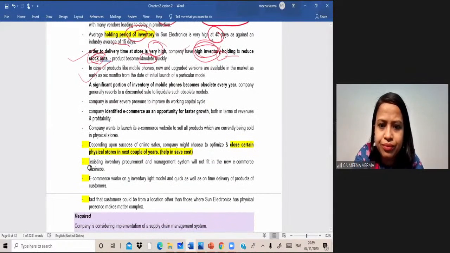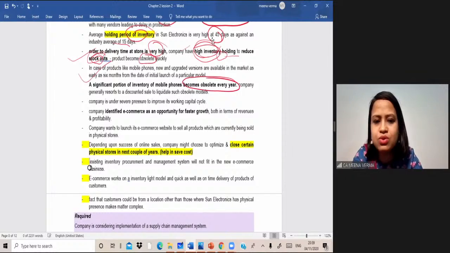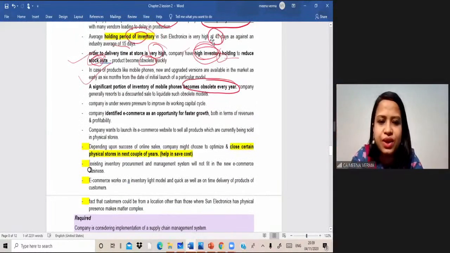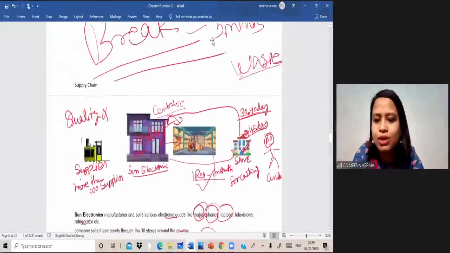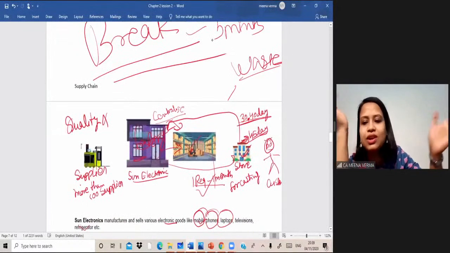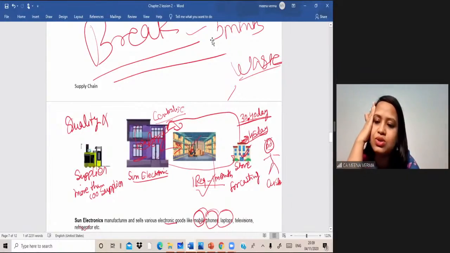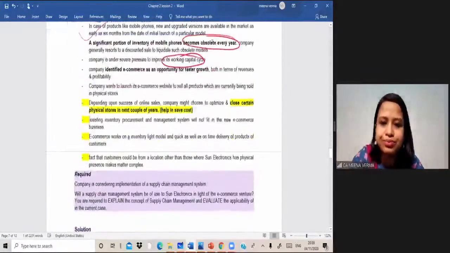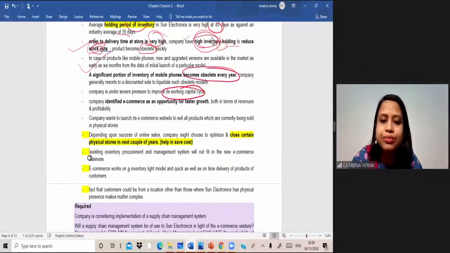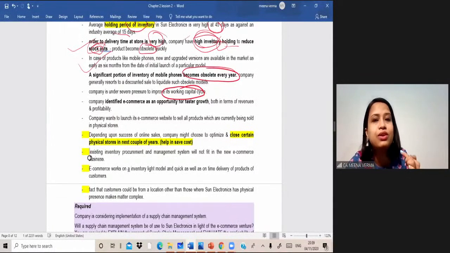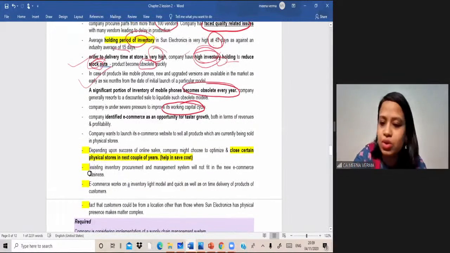Okay, so they become obsolete very soon because the technology changes very frequently. The company is under severe pressure to improve working capital. The company is accumulating so much that the inventory gets piled up, and because of this the company is under pressure to improve its working capital, which means converting this inventory, these finished goods, into money quickly. They want to do this for the organization.